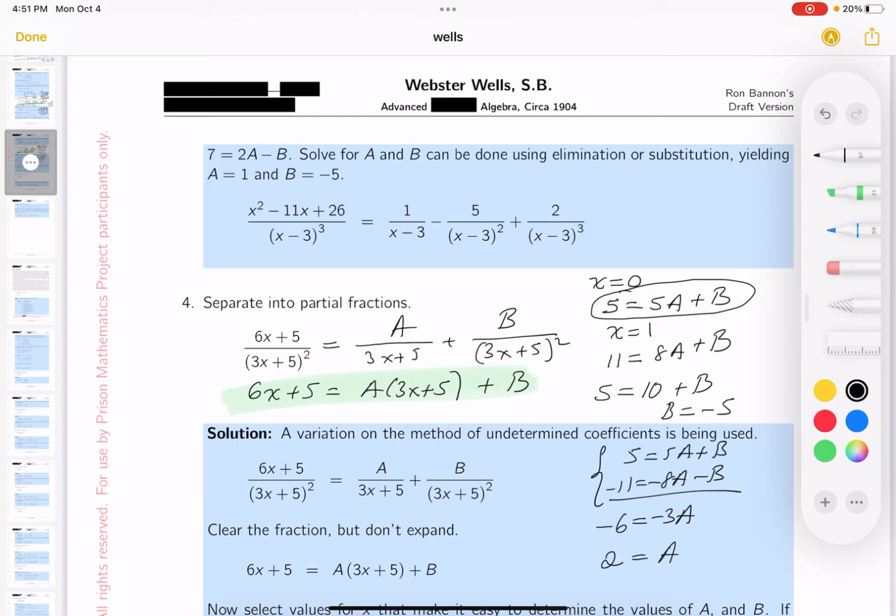I'm ready to get my eraser out and do this. Erase this here, erase that. I can start putting things in. So a turned out to be 2. We'll look at the key later. And the b turned out to be minus 5.